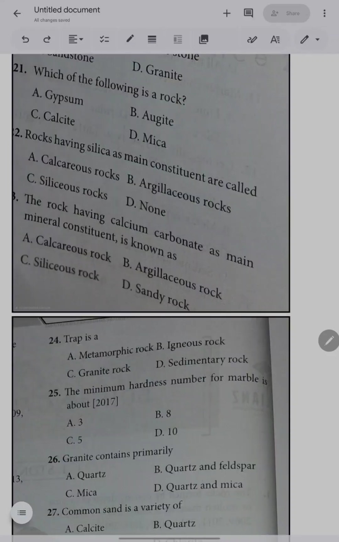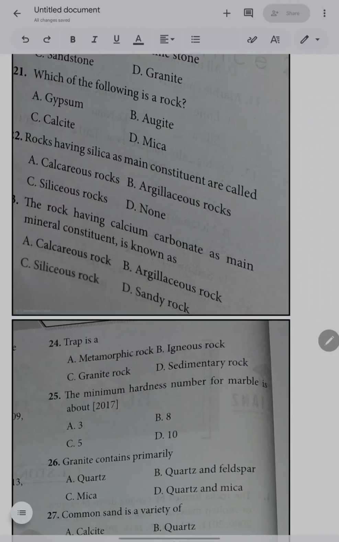Next question. Which of the following is a rock? Gypsum, augite, calcite, mica. So here the answer is gypsum. Option A is the correct answer. In an earlier question we saw calcite is a mineral. So augite and mica are all minerals. So here the rock is gypsum.